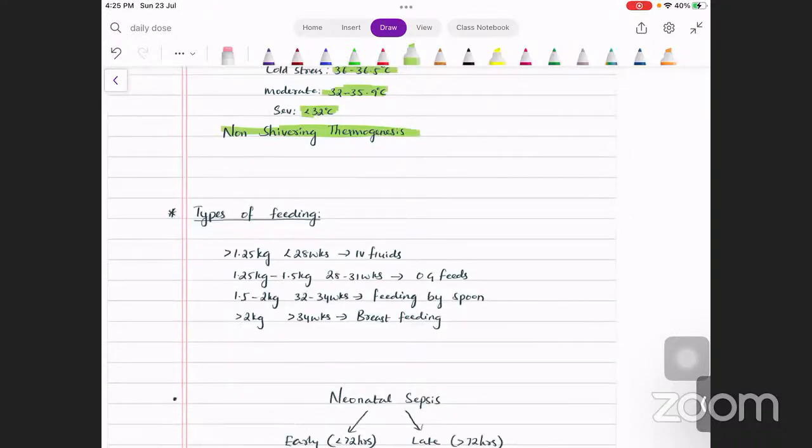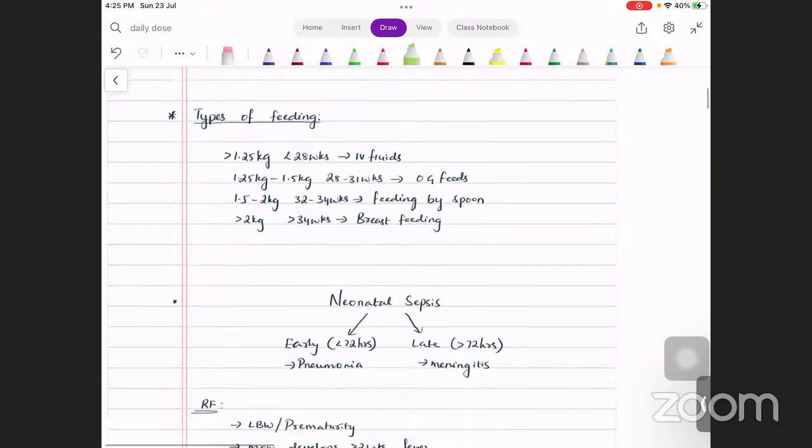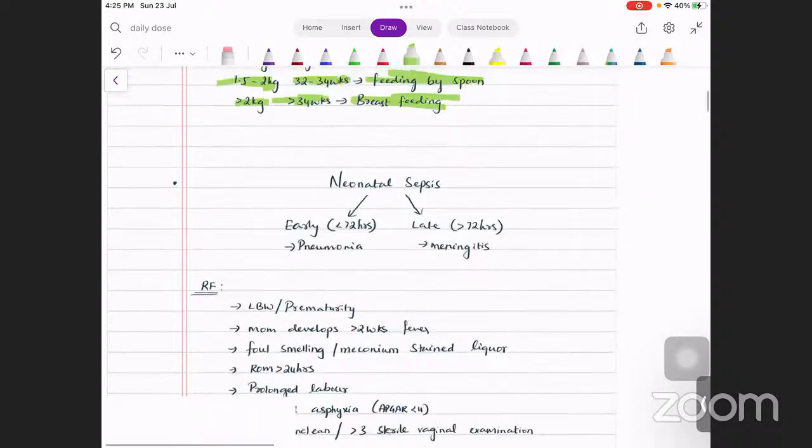And apart from that, the types of feeding. If the baby is less than 1.25 kg and less than 28 weeks, you have to initiate IV fluids. For 1.25 to 1.5 kg with 28 to 31 weeks, you initiate OG feeds. For 1.5 to 2 kg with 32 to 34 weeks, feeding by spoon. For more than 2 kg and more than 34 weeks, you can do breastfeeding.